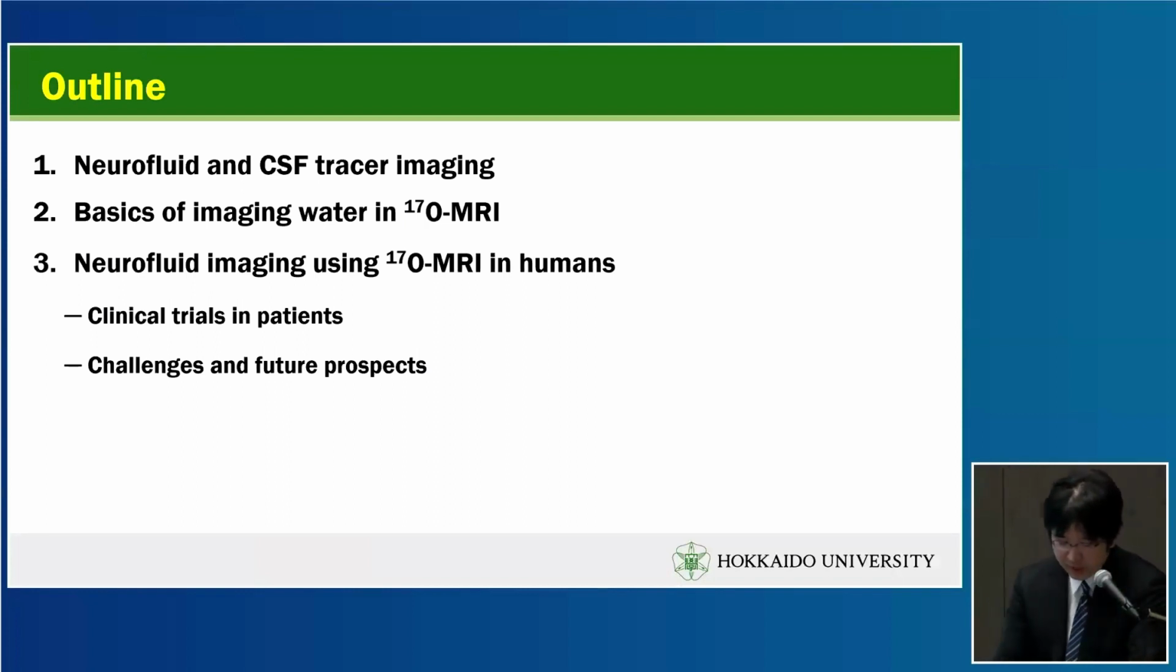Here is today's outline. First, I'll introduce neurofluid and CSF tracer imaging, although this may somewhat overlap with the previous presentation. Next, I'll discuss the basics of MR imaging using O17 water, and lastly, share data from ongoing clinical studies showing the potential of O17 MRI for neurofluid imaging and discuss its future prospects.